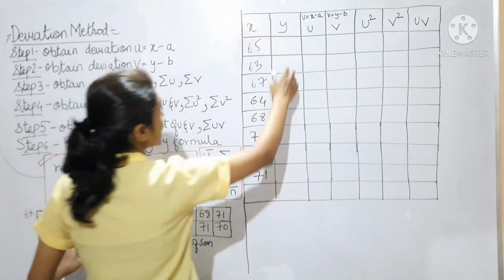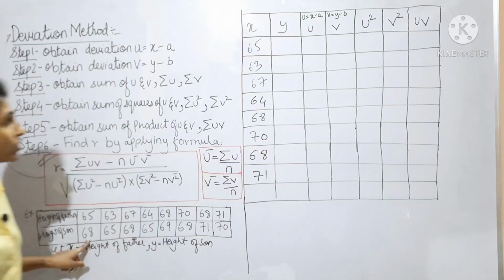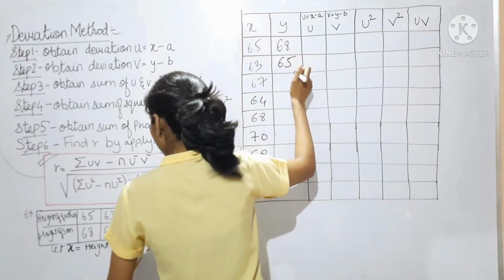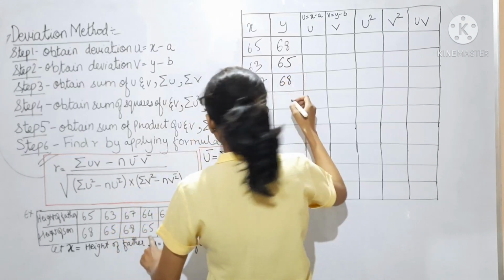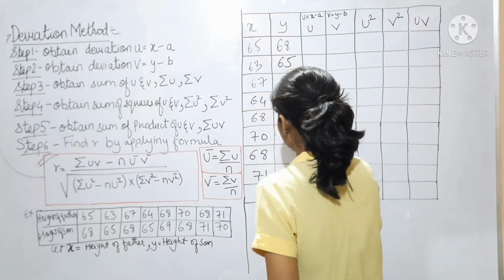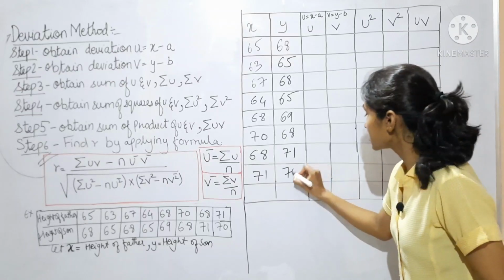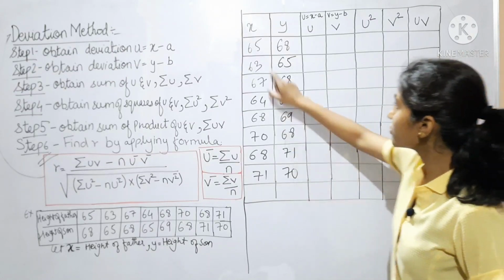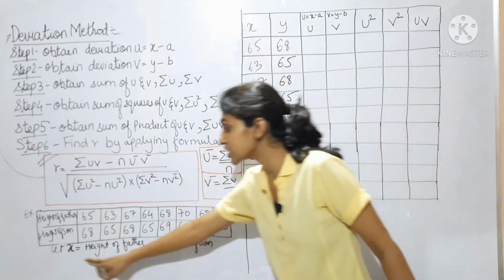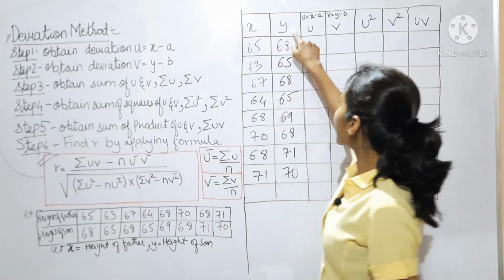Now under the heading of y, write all the height values of the son. So 68, 65, 68, 65, 60, 68, 71 and 70. So I have written all the values of height of father under the heading of x, because we have considered x as the height of father, and height of son under y.